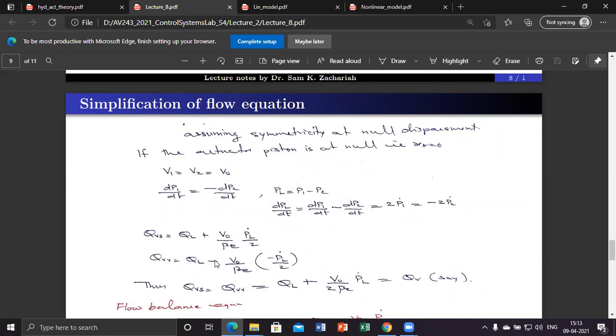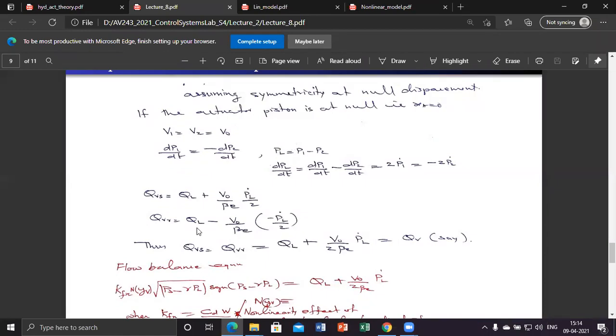In that way, you can say that the effective bulk modulus of the fluid is coming down. It becomes less stiff. Effectively, it is less stiff, more compressible, and demands more flow. Beta E will be less than beta, because beta E is in the denominator. You can see that it demands more flow. I hope you understood.